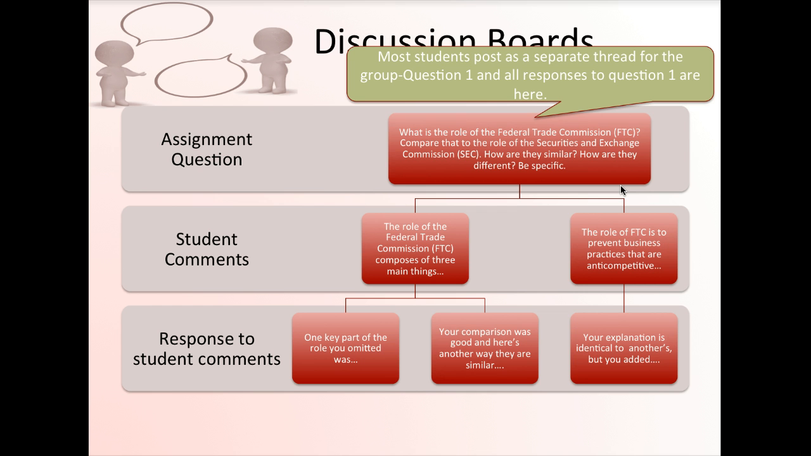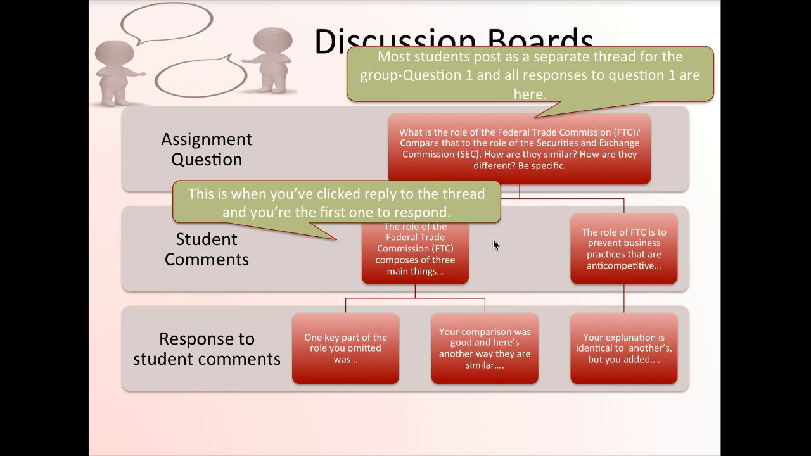After the question are the student comments. And you can have someone who's the first to post a comment, or they just reply to the question itself. They don't reply to each other, and that's where this second row is. So I have a couple of examples. The role of the Federal Trade Commission, composed of 3 main things, or the role of the FTC is to prevent business practices that are anti-competitive. That's where you click reply to the thread, and you're the first one to respond. Or if you're not the first one to respond, you click reply to the thread itself, to the question itself. You don't reply to the student. Then that's where these level of comments come in.